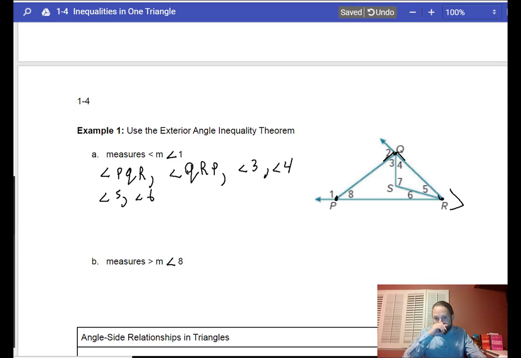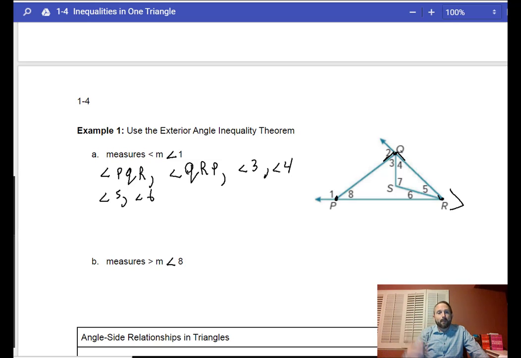So we're going to leave it at that. Those are the angles we know for sure, because every other angle, unless it's labeled, could be bigger, but we don't know. We aren't given any information other than that, hey, this is an exterior angle, so it has to be bigger than the interior angles.